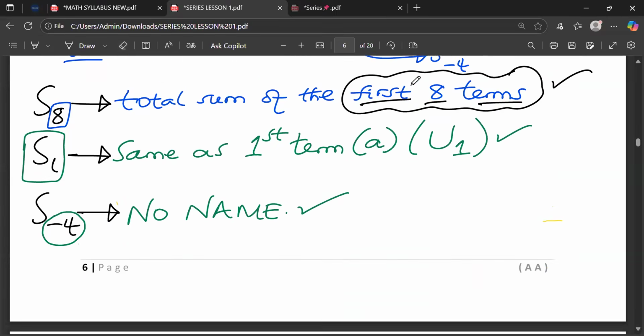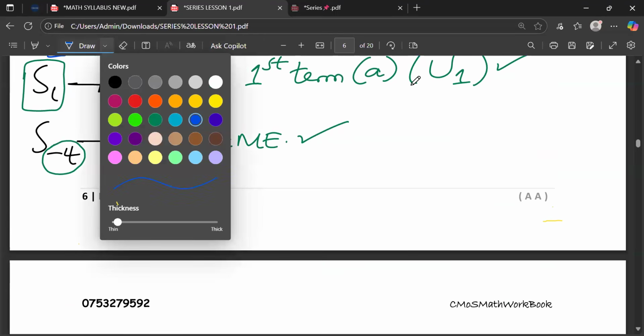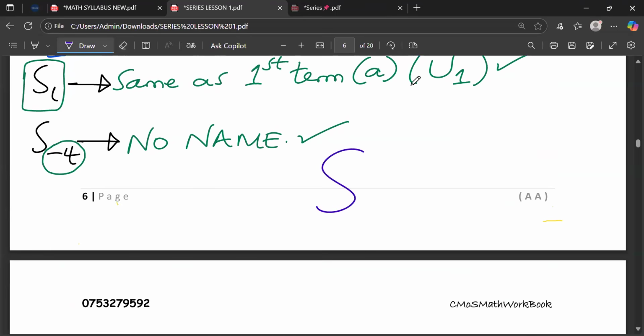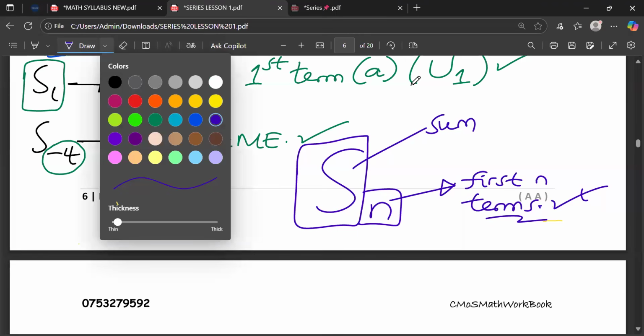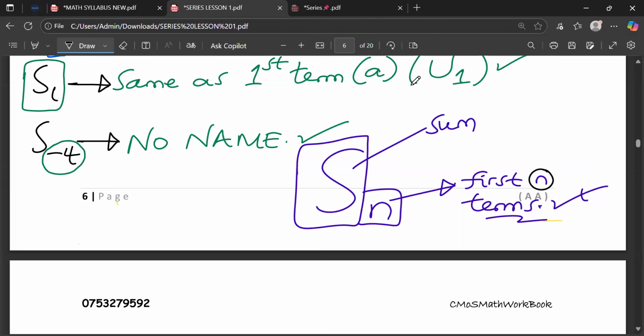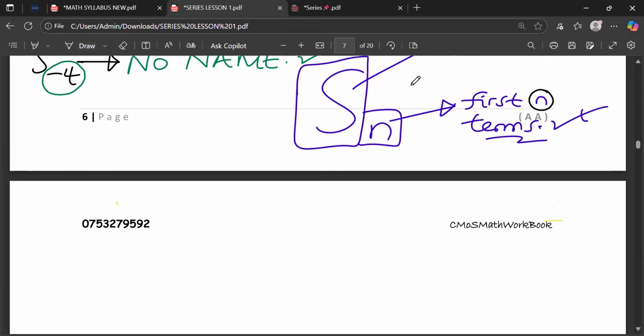Okay, that is good. Now, after people appreciating that, when you see Sn, S is for what? For sum. N is for first n terms. Sum, this one is first n terms.